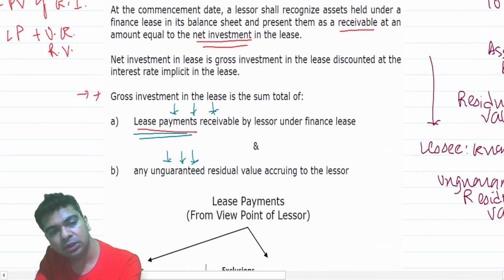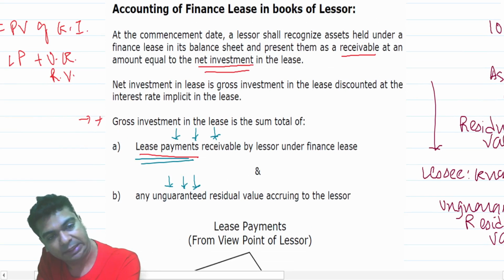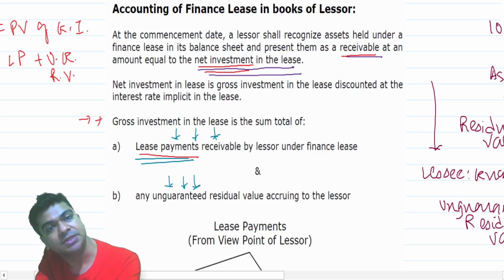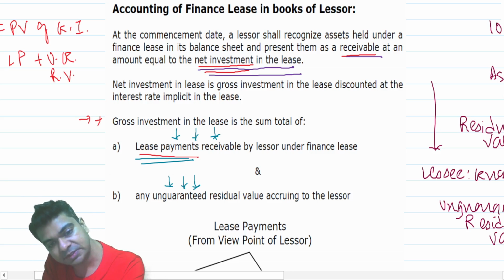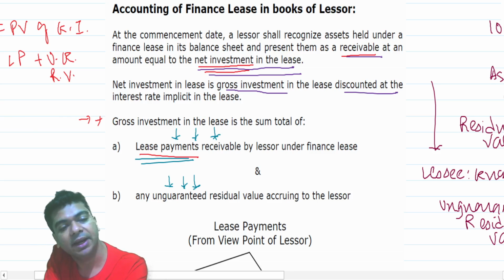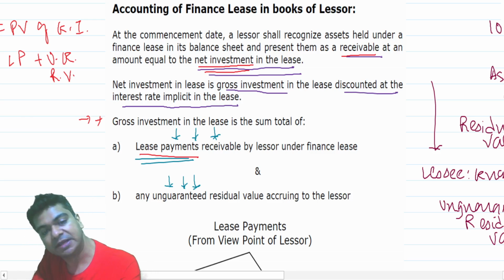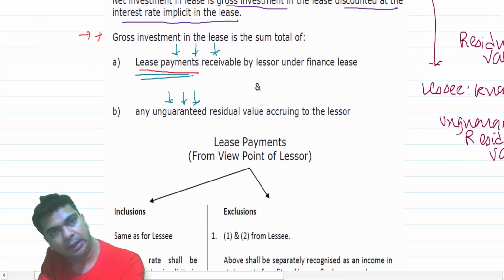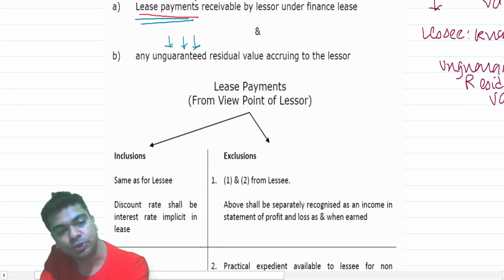If you again see the whole thing, what they are saying in the first para, if you just go through it, is that a finance lease will be presented as a receivable at an amount equal to the net investment in the lease. Net investment is the present value of gross investment, that is, gross investment in the lease discounted at the interest rate implicit in the lease. So present value of gross investment is net investment. And what is gross investment? Gross investment is lease payments receivable and any unguaranteed residual value.